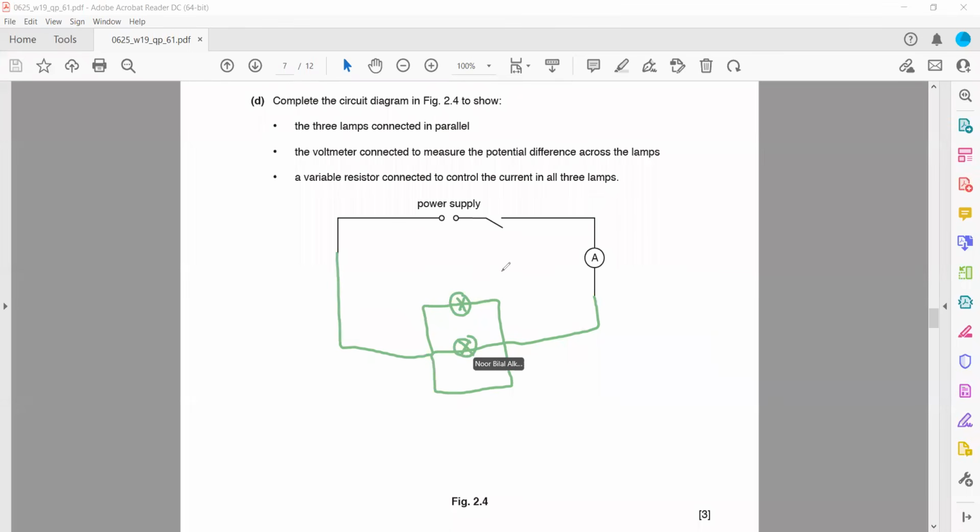So that's right. So first part is done. The 3 lamps are connected in parallel. Then you connect a voltmeter across the lamp. That's also correct. And there must be a variable resistor which changes the current in all the 3 lamps.